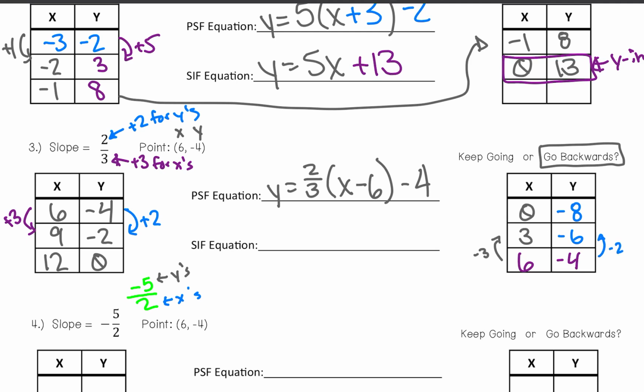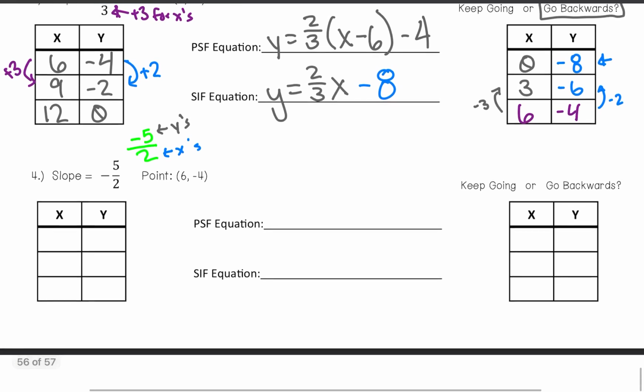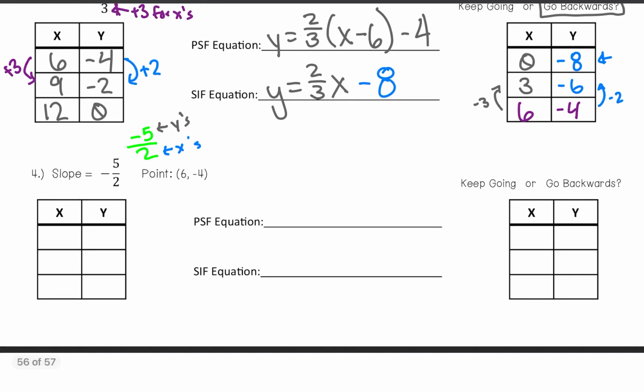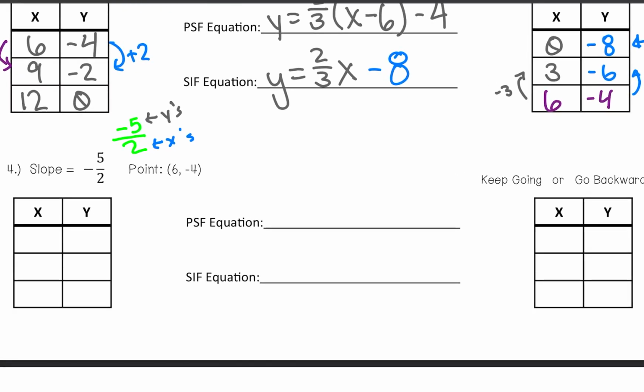So we rewrite this. We get y equals 2/3 x, and our slope intercept is negative 8. Okay, so why don't you try number 4 on your own using this little hint I have in green. This is basically rewriting our slope how we say it. So we say negative 5/2, so write it as negative 5 over 2. Give it a go, see how you do.